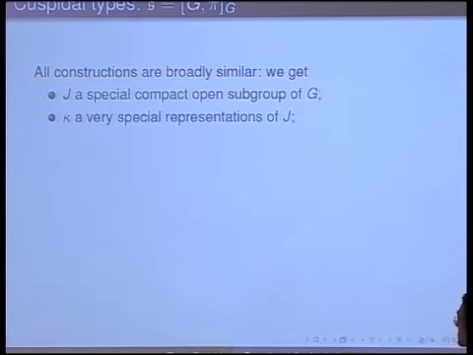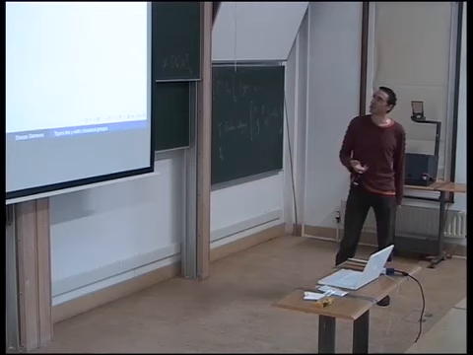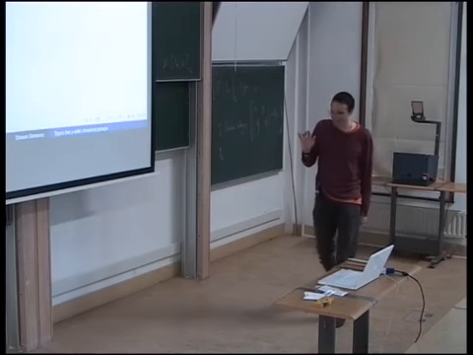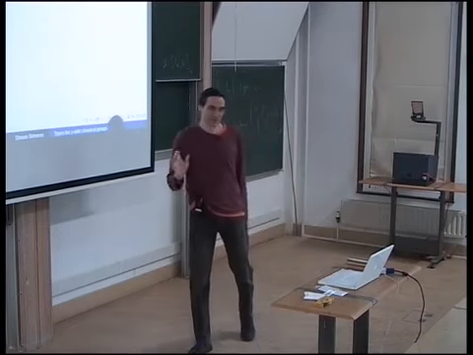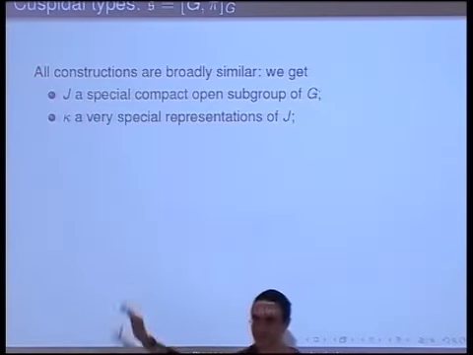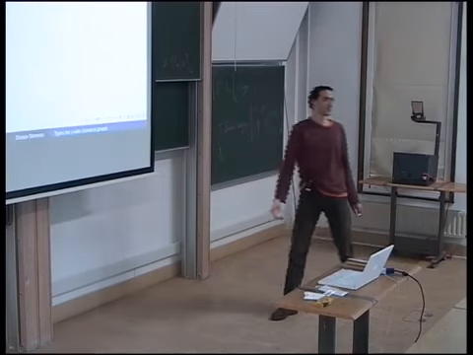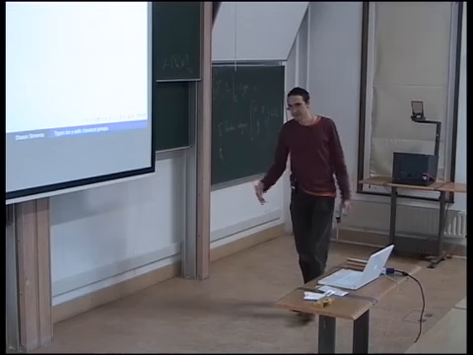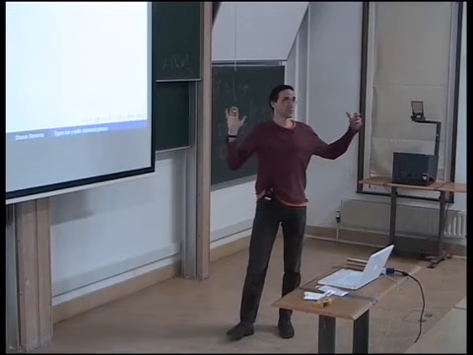Okay, so just a little word about how the constructions go, without going into details. So all the constructions end up being broadly similar. What you do first is you construct, using some sort of arithmetic information, a compact open subgroup of G and a very special representation of this group. And it really is very special, and actually, in a sense, constructing this representation, kappa, is the hardest bit in this. So it has to have nice properties, like it kind of has to be intertwined by as much as possible somehow.